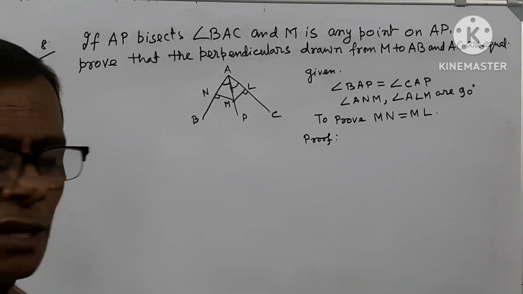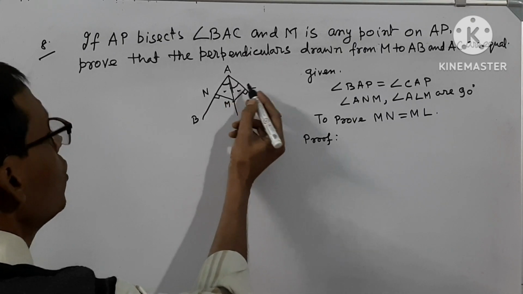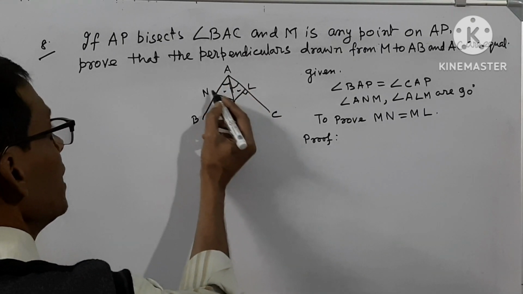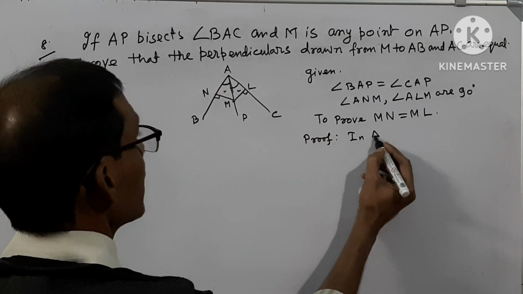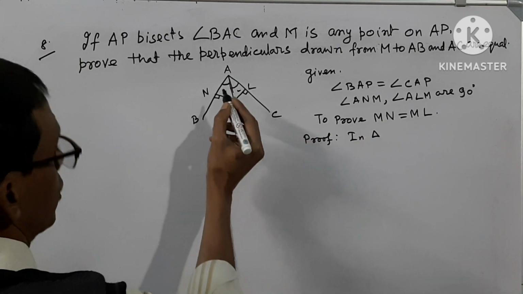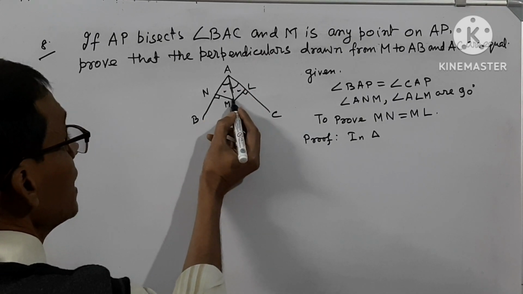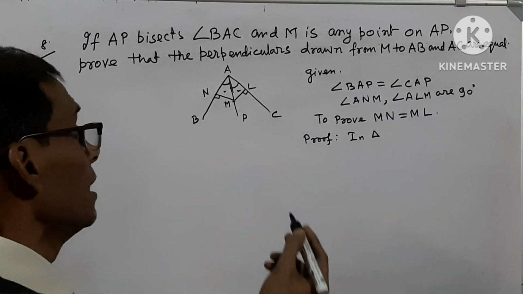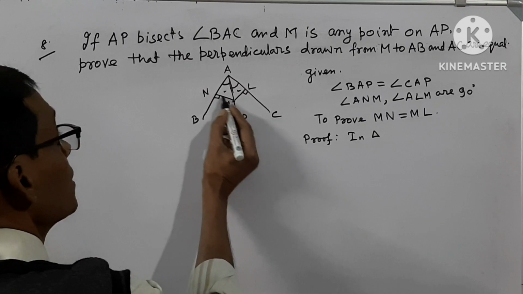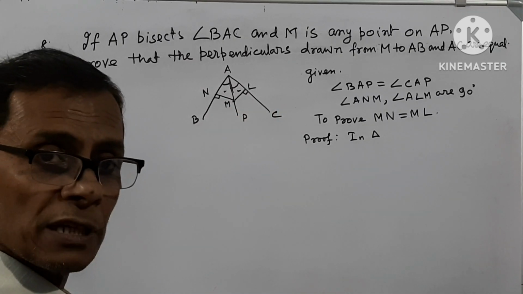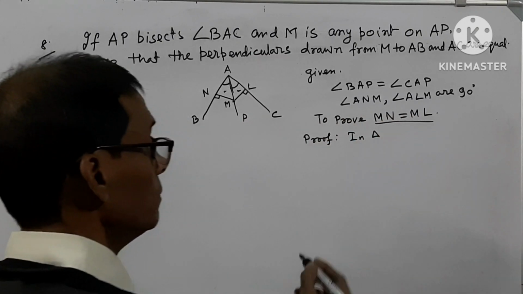So it's very natural that you will pick up these two triangles, AMN and AML. Why am I taking these two triangles? Because only these two triangles are there, and one side is MN and the other side is ML. If you prove these two triangles congruent, and fortunately these become corresponding parts, then we can say that MN equal to ML.